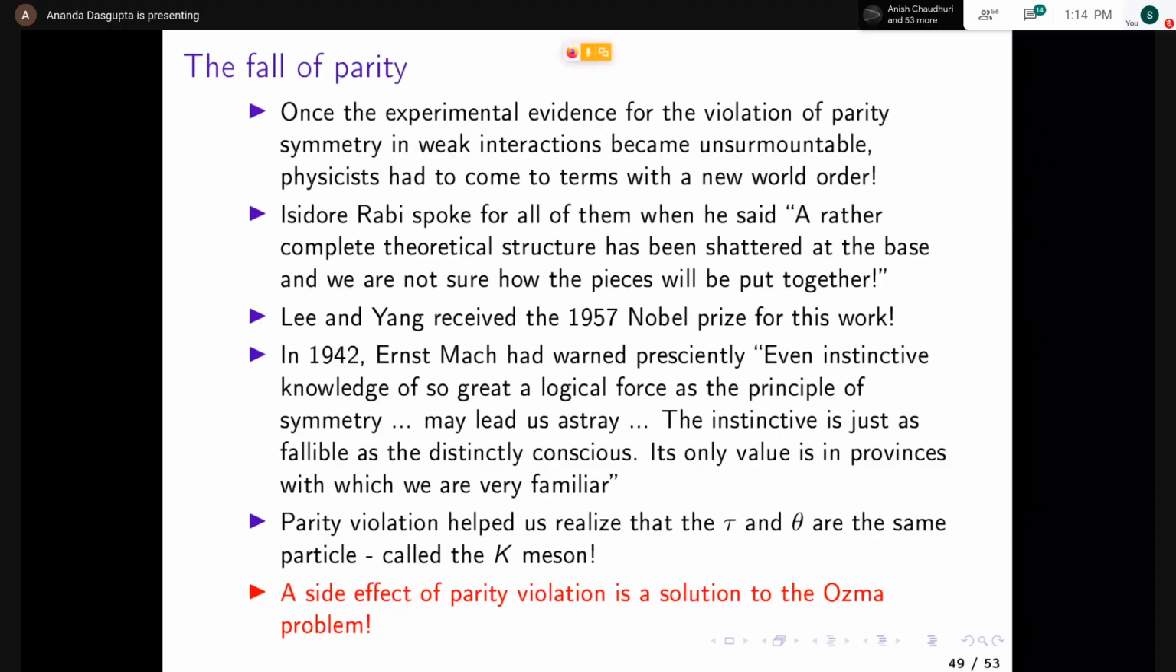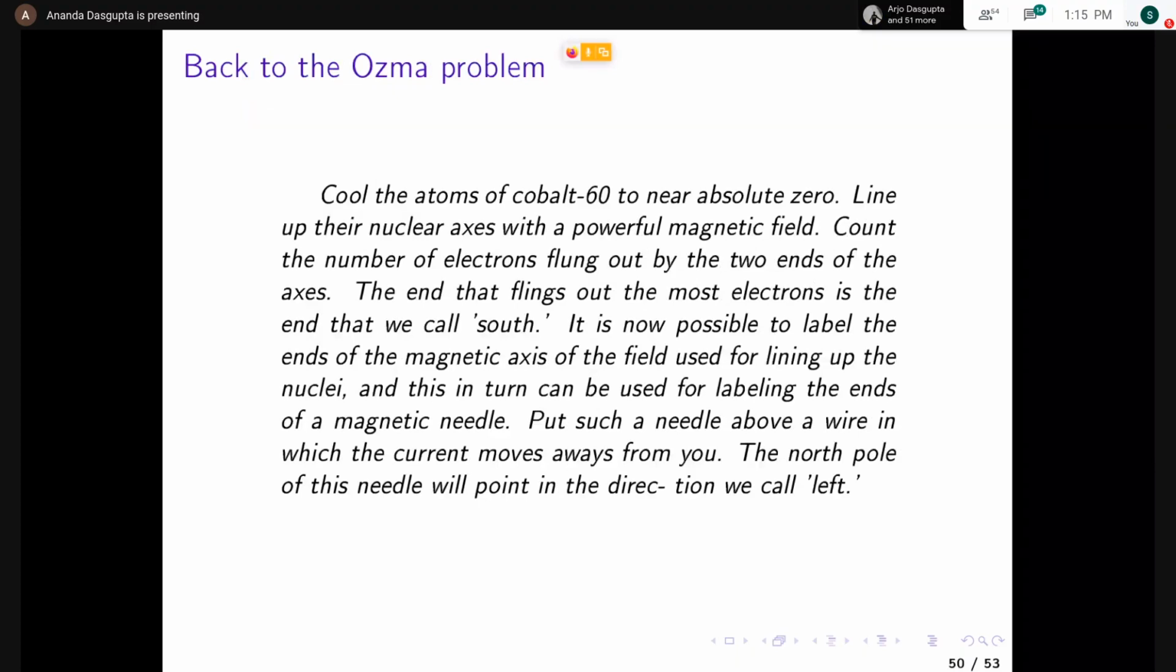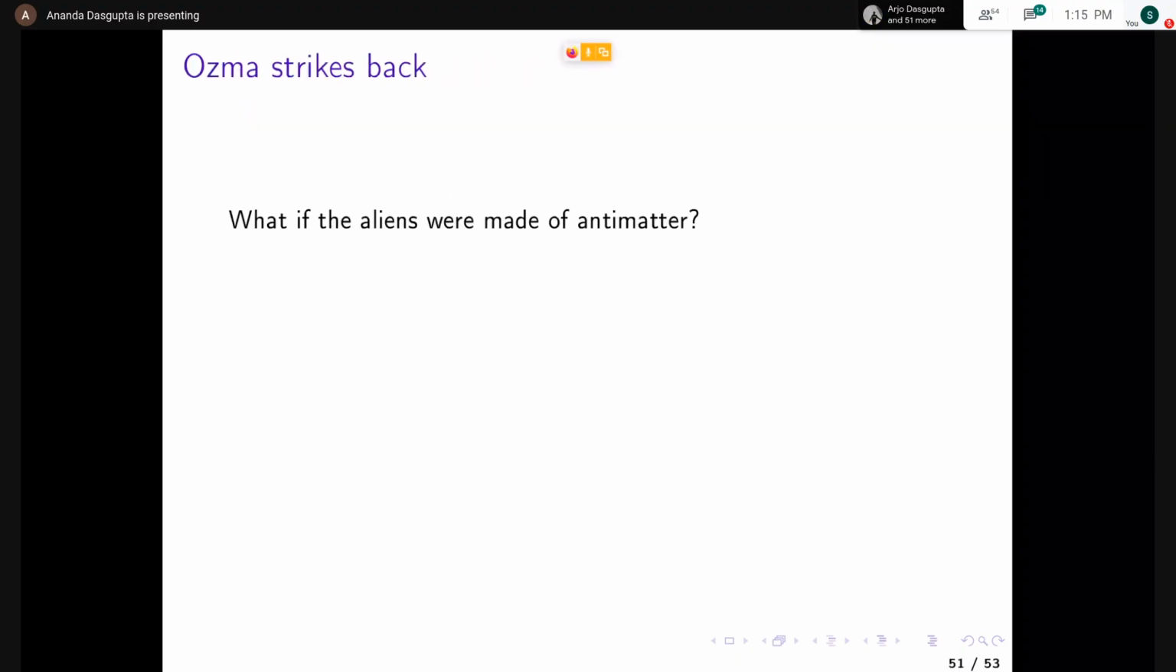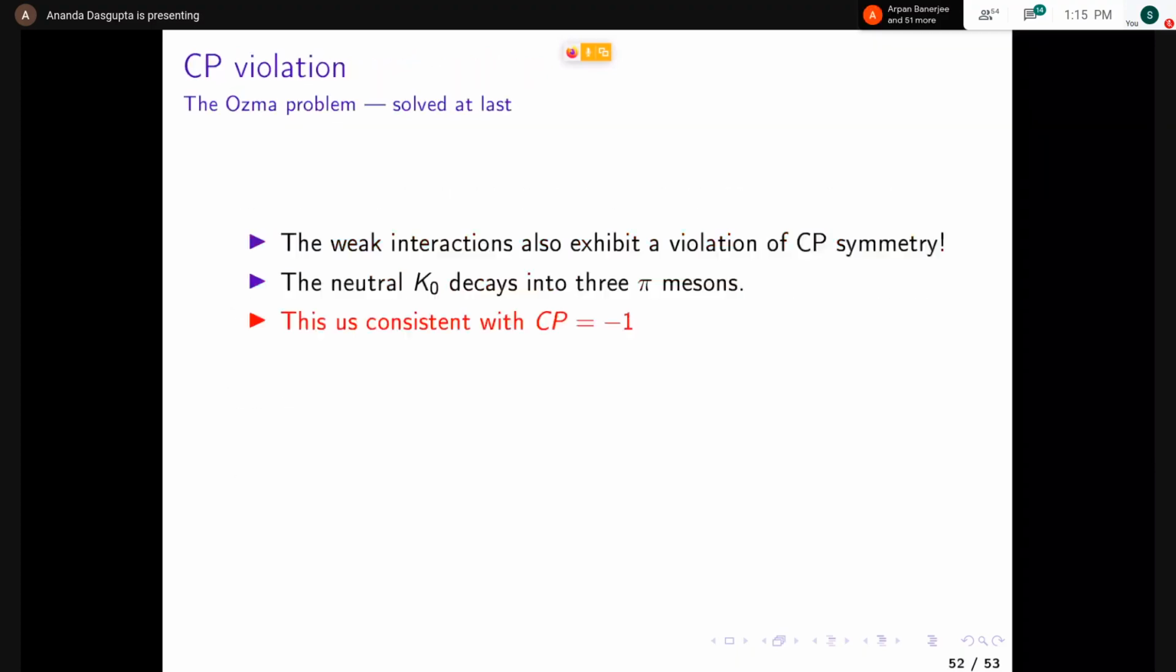But it so happens that something else, a CP symmetry, charge conjugation parity symmetry, is also violated by nature, again by weak interactions. And again, it was a K meson which told us, in this case the neutral K meson, K0, which told us that that's the case. So the final answer is, even if the alien were made of antimatter, we should be able to tell. So I'm not going to go into the details of all this now because I'm out of time.